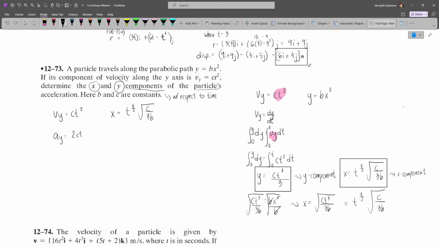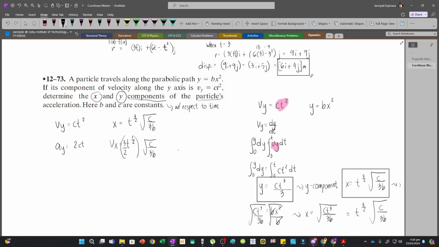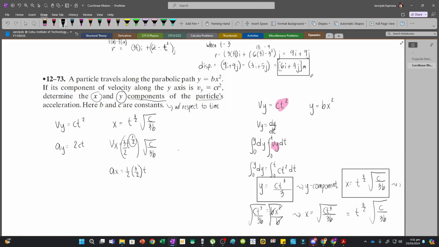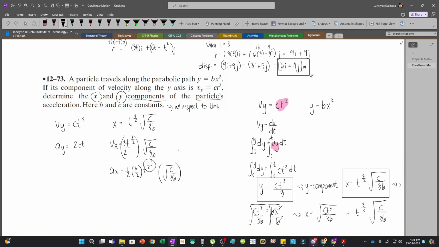Now in our first derivative, we will be able to get vx. And so differentiating t to the 3 halves, we have t to the 3 halves minus 1, and then we'll multiply by the 3 halves, paired with this constant value, c over 3b. Now 3 halves minus 1 gives us 1 half. And so now to get ax, we will differentiate this again with respect to time. So let's multiply this to the coefficient. We have 1 half times 3 halves multiplied by t, and then 1 half minus 1 is now our exponent, multiplied by the square root of c over 3b. Now 1 half minus 1 will give us minus 1 half.